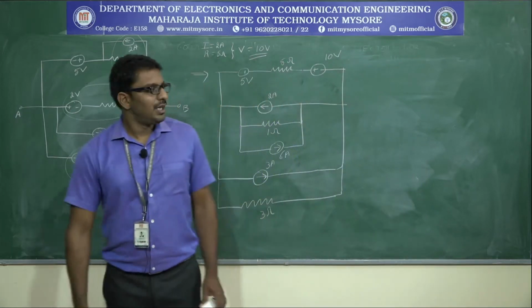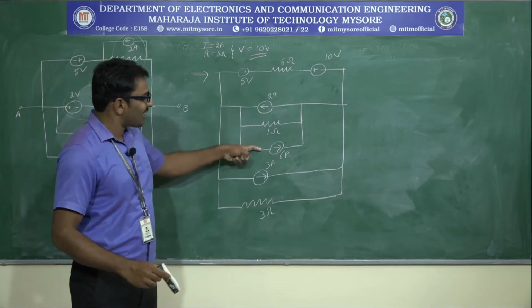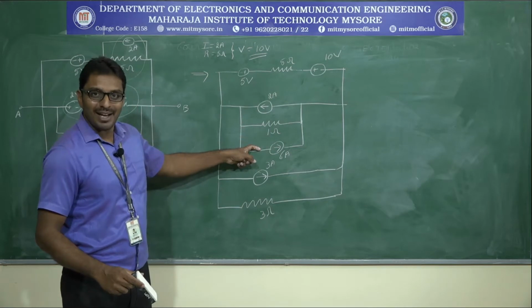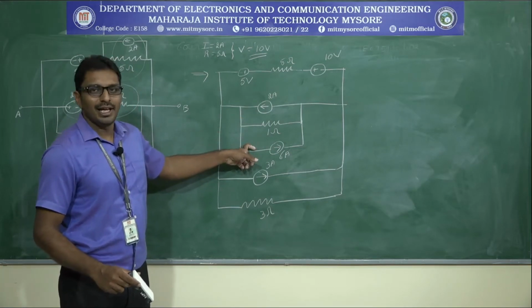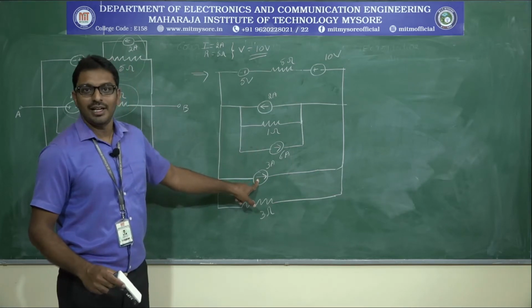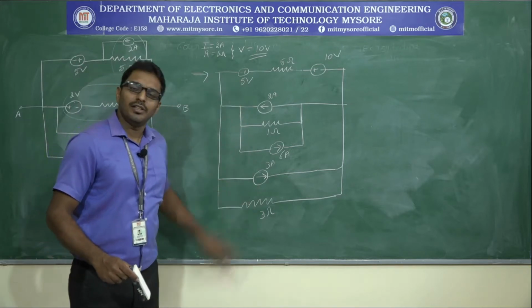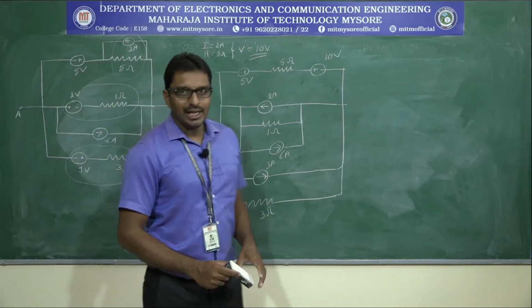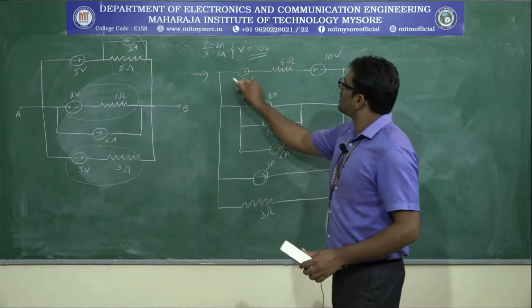Okay. Say the next step is, see, two current sources are connected in parallel. We can replace these two current sources by a single current source, and at the same time this current source is also connected in parallel. Before that, at a time we can replace all the current sources by a single current source. That's why first we need to replace this.